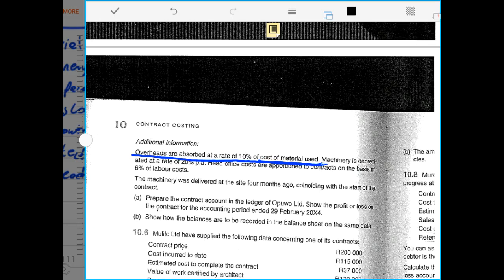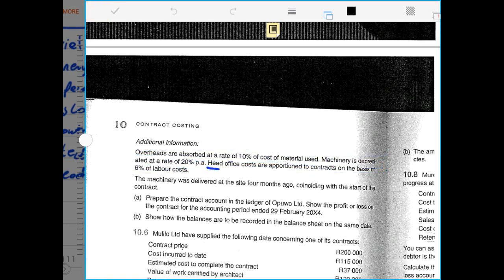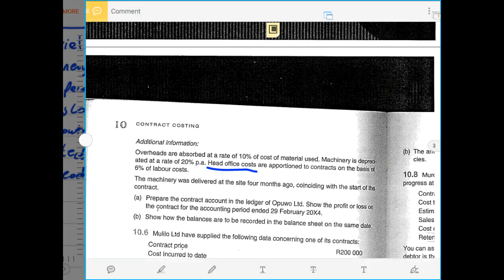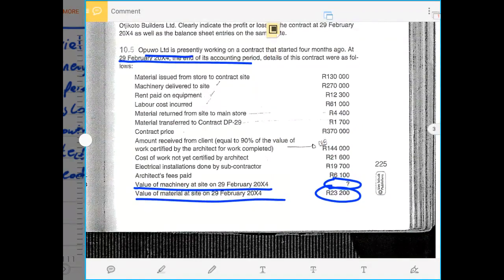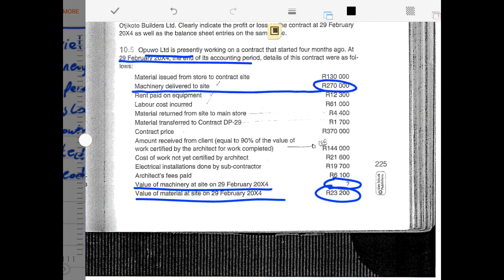It says that machinery is depreciated at the rate of 20% per annum, and it ends there because the next one is head office cost. So now we have to know how much was the value of the machinery, and the value of the machinery that was delivered on the site was 270,000.